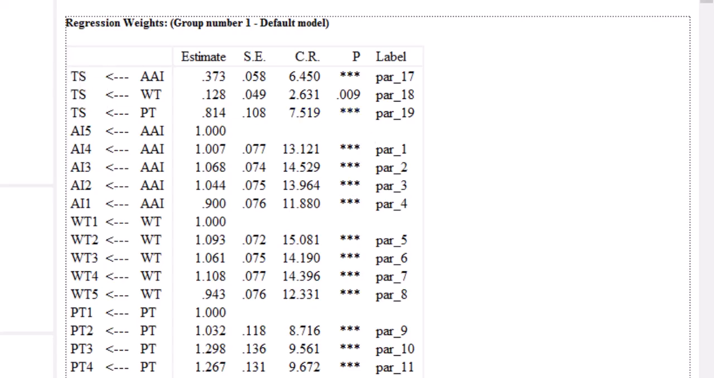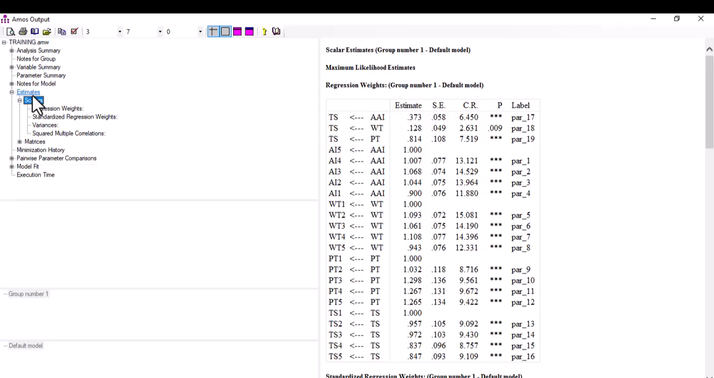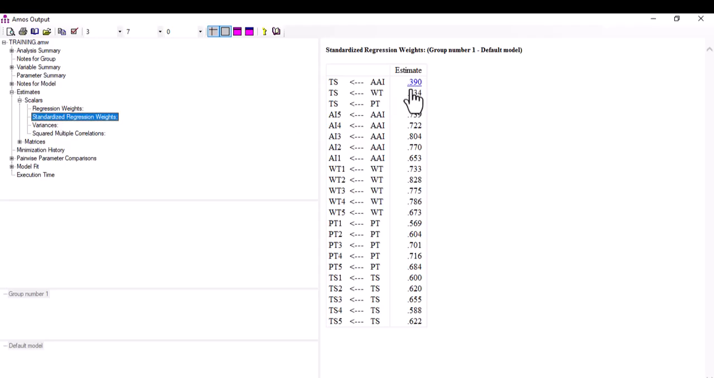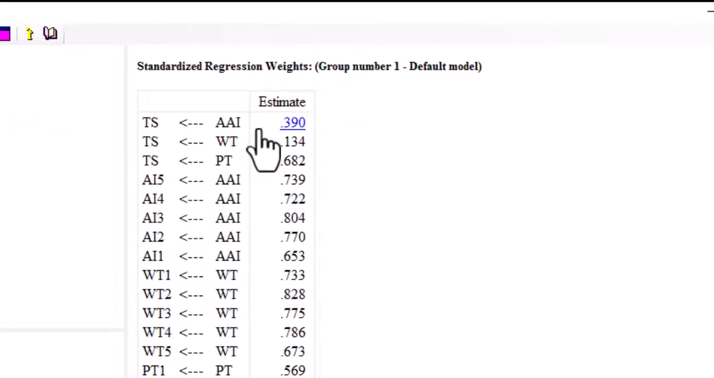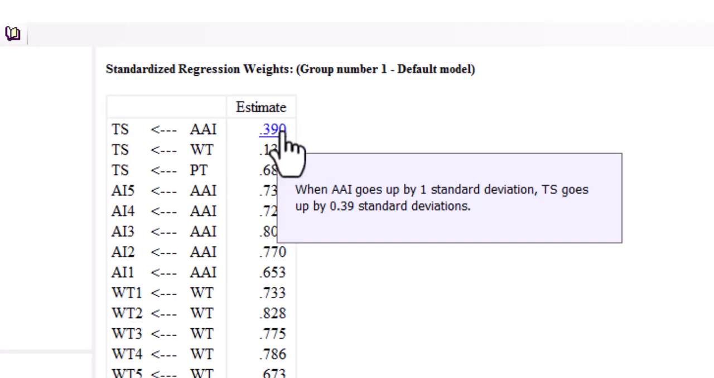We may also need to check the standardized regression weights. So you come here to estimates, you open it, you go to standardized regression weights, you click on it. So these are the standardized regression weights. We are particularly interested in the effect of AI on TS, the effect of WT on TS, the effect of PT on TS. So if you click here, then you can explain these standardized regression weights.